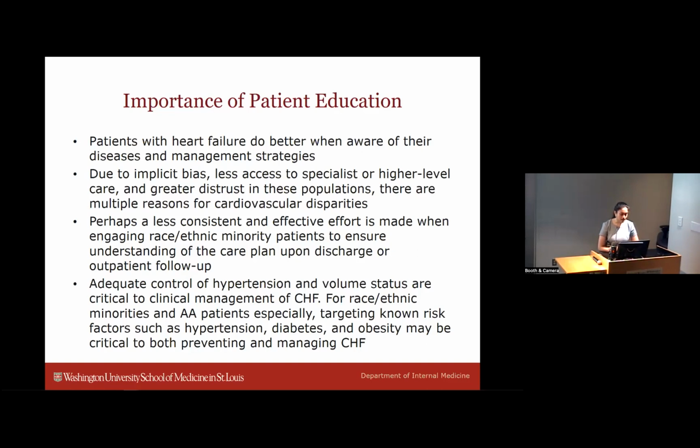Adequate control of hypertension and volume status are critical to the clinical management of heart failure. For racial and ethnic minorities and African American patients especially, targeting known risk factors such as hypertension, diabetes, and obesity may be critical to both preventing and managing congestive heart failure.